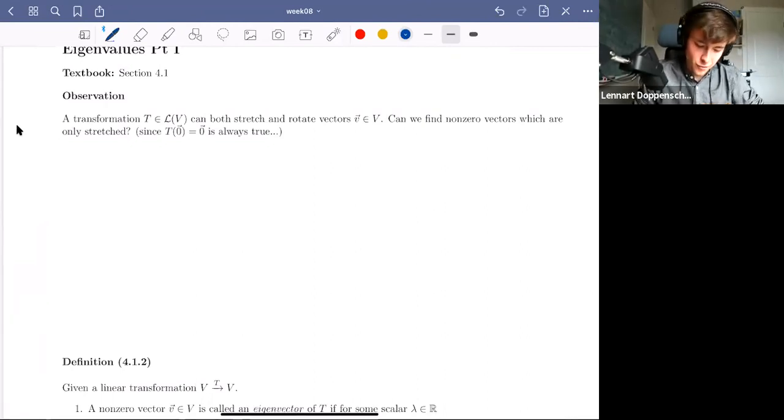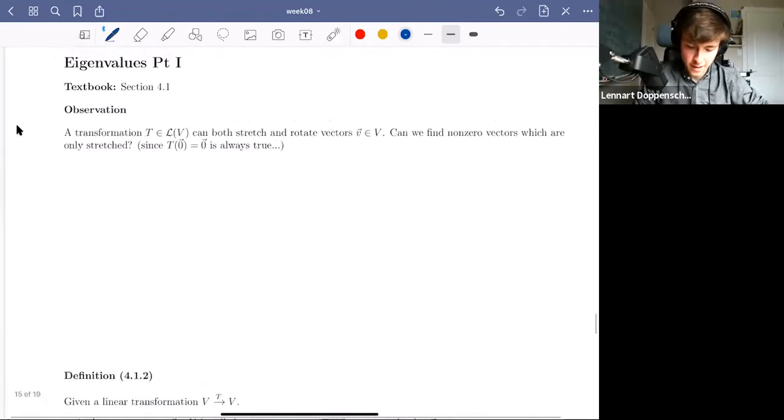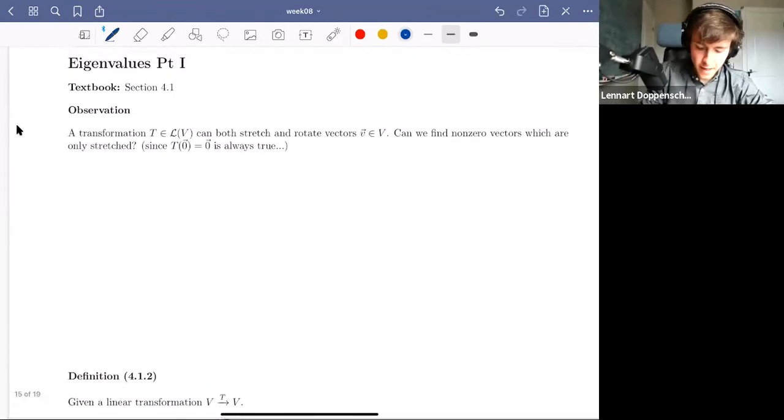Okay, so first an observation to motivate this discussion. If you have any transformation, just for argument's sake, let's look at R2 because this is easy to draw.